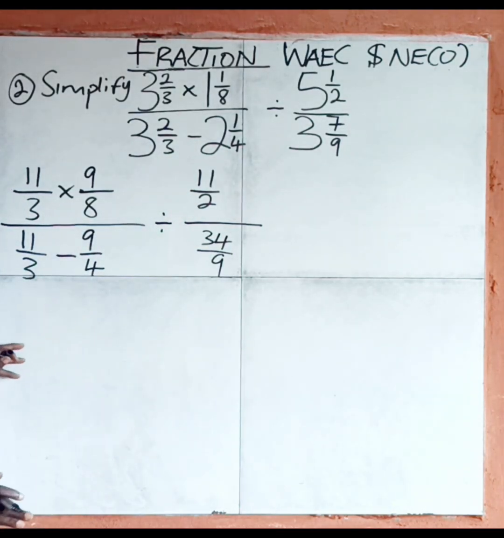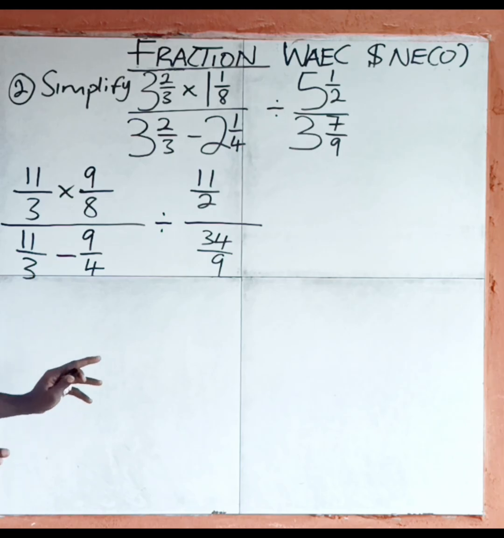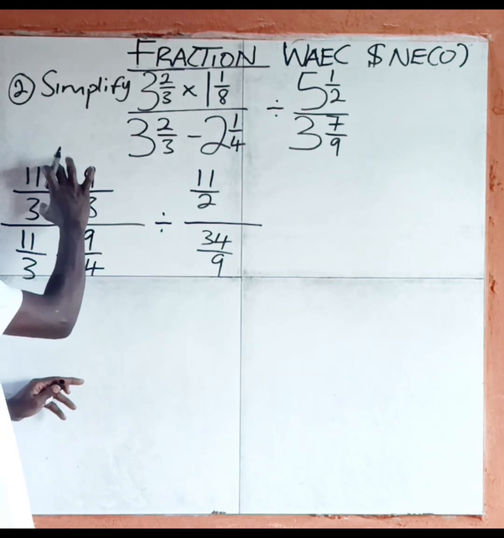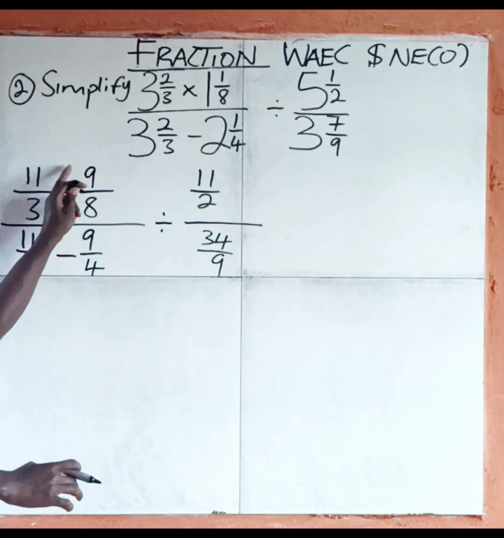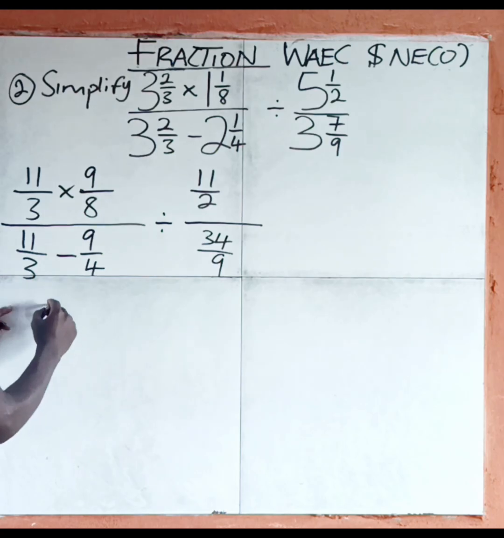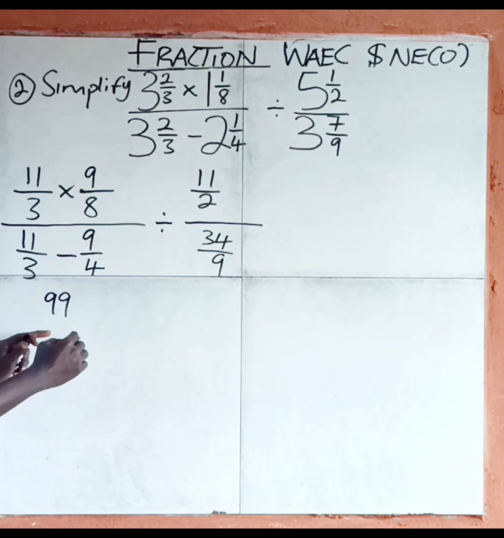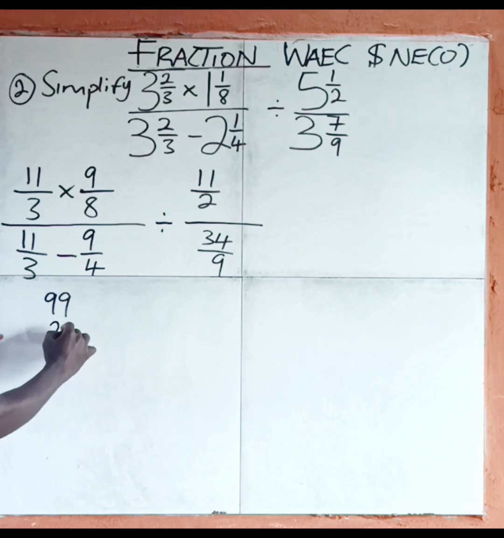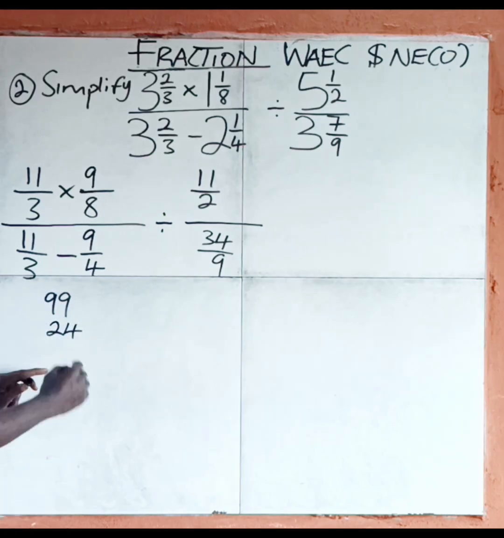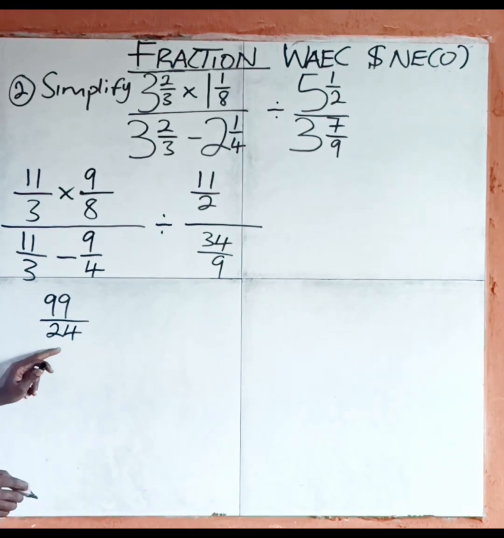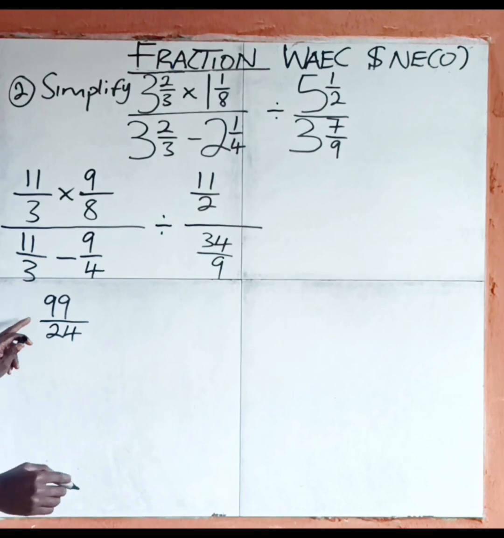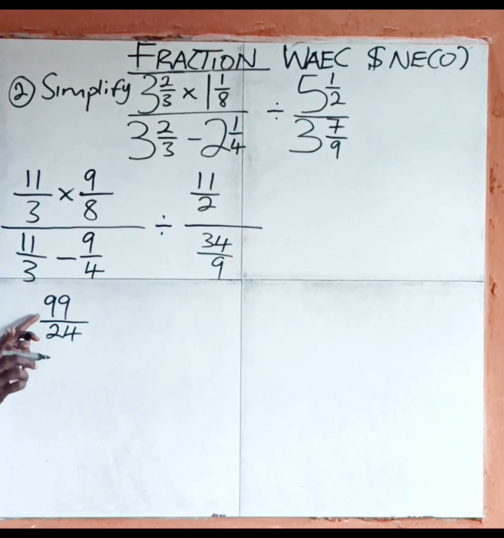Now, what's the next thing you're simply going to do? You work on whatever we are having here, your multiplication. Now, 11 times 9 will give me 99. So I'll go down again and say 99. 3 times 8 will give me 24. You can clearly see for yourself. So this is what we are having right here. Although we'll still reduce this number to the lowest terms, but let's leave it first.